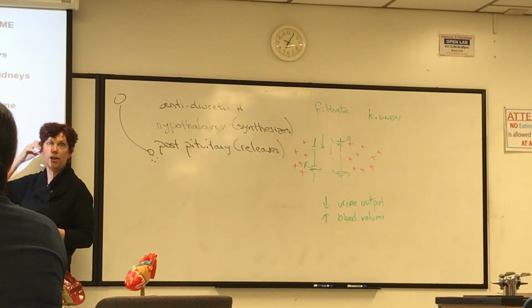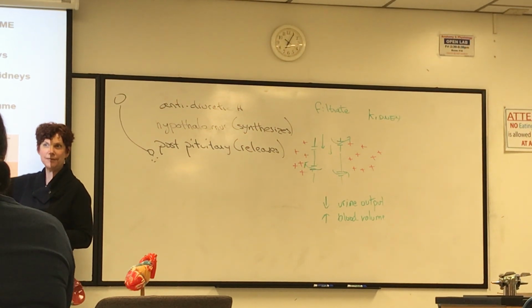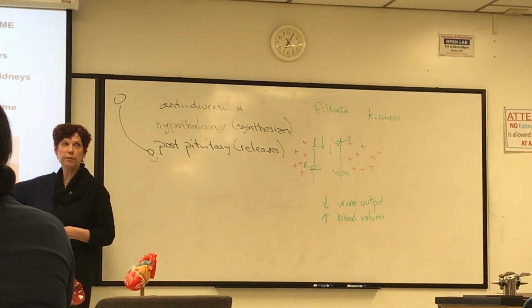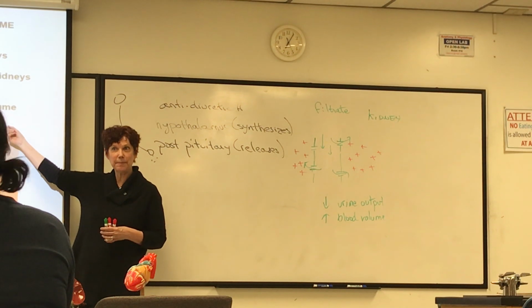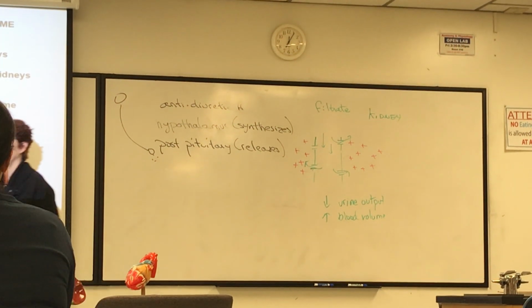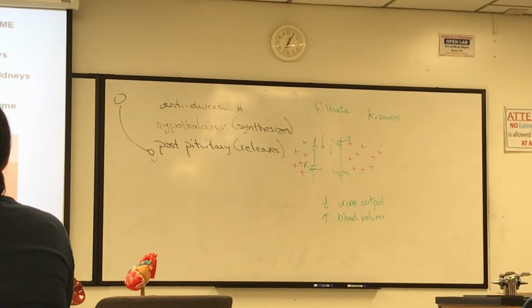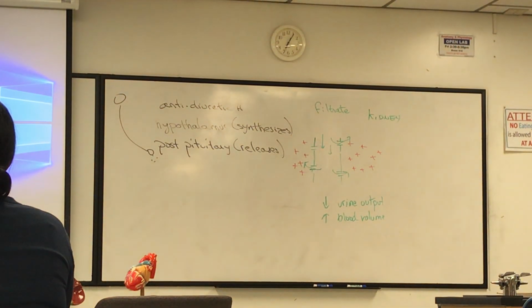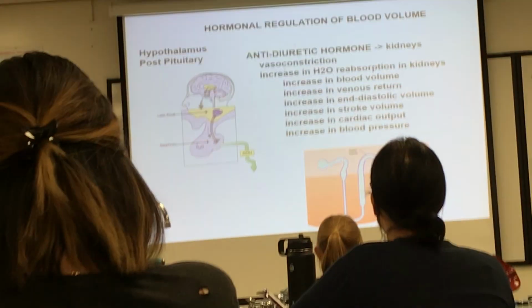An increase in blood volume is going to increase venous return. That's going to increase our end-diastolic volume. We've talked about this already. The cardiac cycle, which is going to increase stroke volume. As we saw in the earlier slide, we're going to increase cardiac output. And as we increase cardiac output, blood pressure goes up.